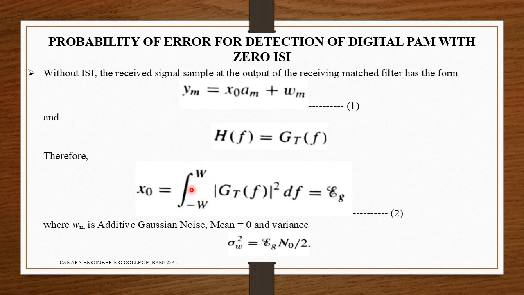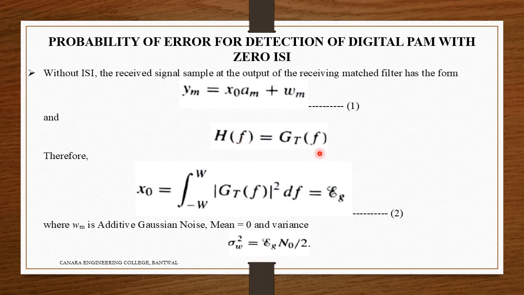Therefore x0 is equal to the integral from minus W to plus W of GT of f the whole squared df, and that is equal to epsilon g. So the integral from minus W to plus W of GT of f the whole squared df is equal to Eg. This is what we are getting as the signal strength, and we are equating it to Eg. That is the signal strength here because of the condition H of f is equal to GT of f.